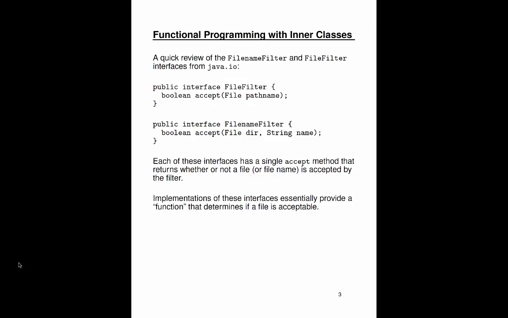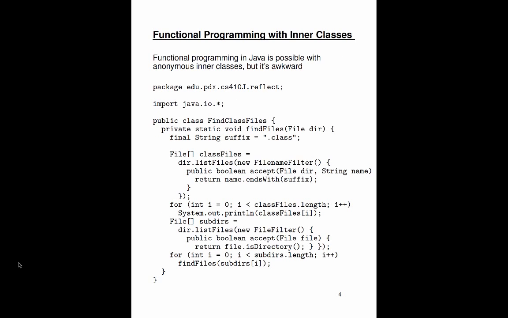Similarly, there's a FilenameFilter that takes a directory in which a file resides and the name of the file and returns whether or not it's acceptable, it's interesting. Implementations of these interfaces essentially provide a function that determines whether or not a file is acceptable. Most of these implementations will not have fields associated with them. It'll just be a little algorithm implemented in the body of the accept method. Now, you can do functional programming with anonymous inner classes, but it ends up getting really awkward.